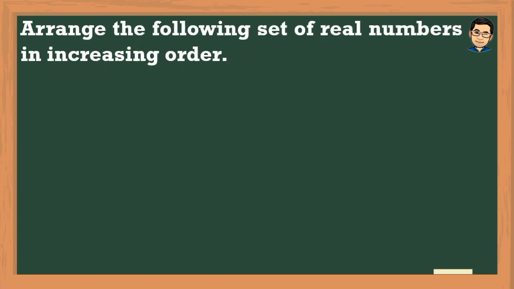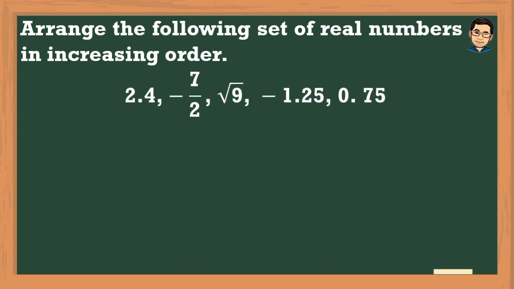So, arrange the following set of real numbers in increasing order. 2.4, negative 7 over 2, square root of 9, negative 1.25, 0.75. So, as you can see, meron tayo ditong given na naka-express in decimal form. So, ang gagawin lang natin sa negative 7 over 2, tsaka square root of 9, express na lang din natin sa decimal form para mas makita natin alin ba yung pinakamababa, alin ba yung pinakamataas.